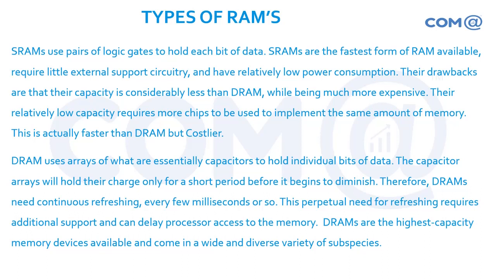It uses arrays of tiny, essentially capacitors, to hold individual bits of data. The earlier one uses logic gates and this one uses capacitors for charging and discharging. If it is charging, it will have some impression that will be treated as a zero. By using that charging and discharging, the DRAM's data will be restored.